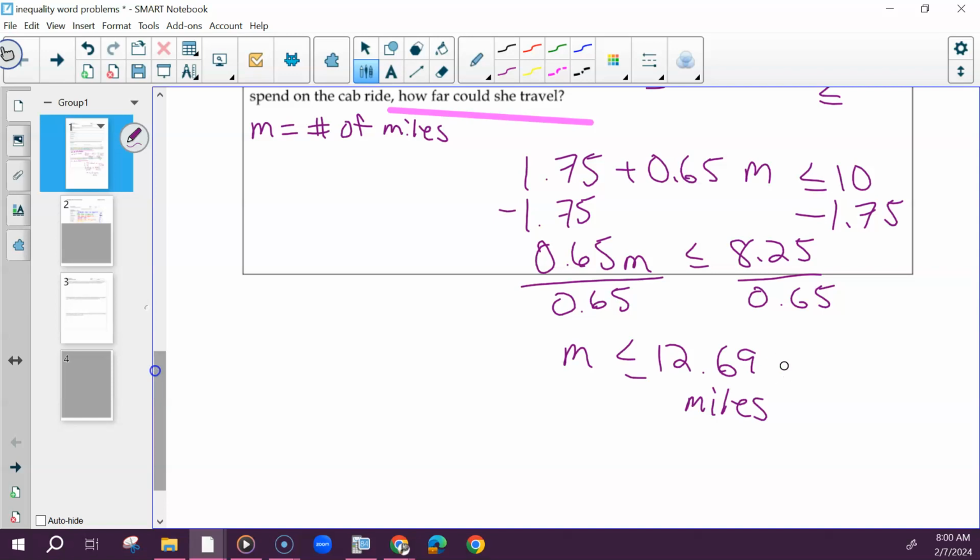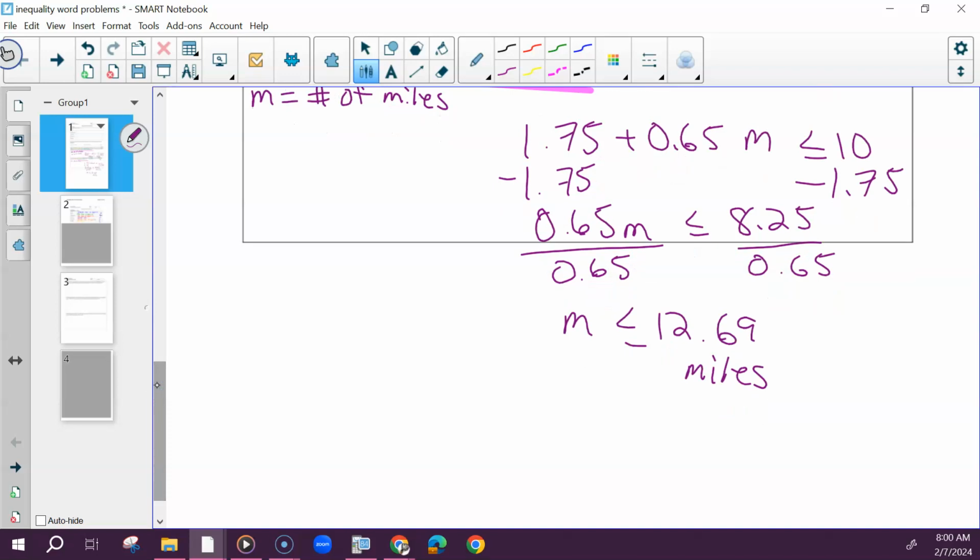just put 12.69. But that means if she goes over that, if she goes 12.7 miles, she will go over her $10. It has to be exact. If you get something where you get a decimal and it shouldn't be a decimal, then you have to round. And you have to think about, could I round up or down? Do you have any questions on this one?